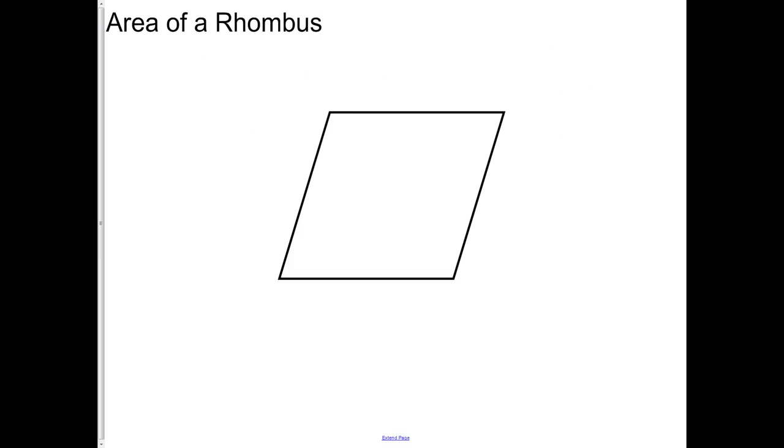Next we have a rhombus. As you'll remember back from our study of rhombus in chapter 8, a rhombus is just a parallelogram. So the first formula we're going to use for a rhombus is simply base times height, because a rhombus is a form of a parallelogram.